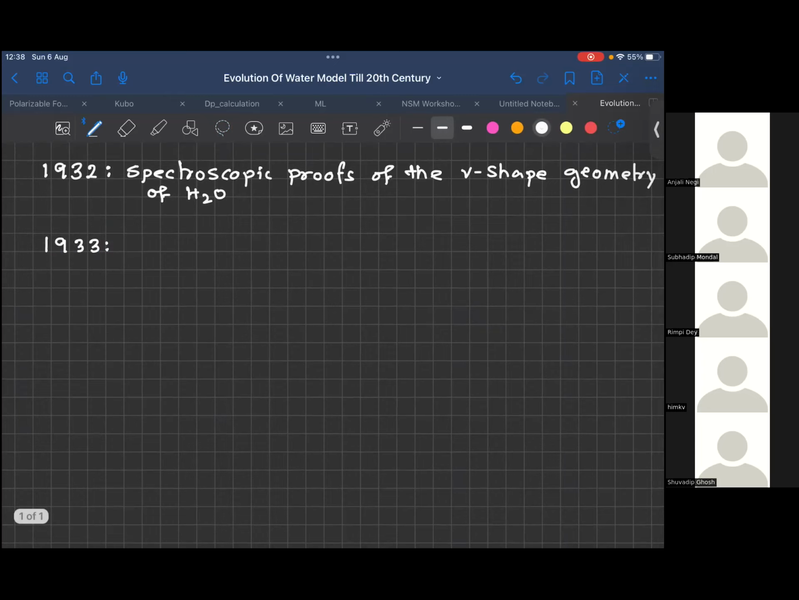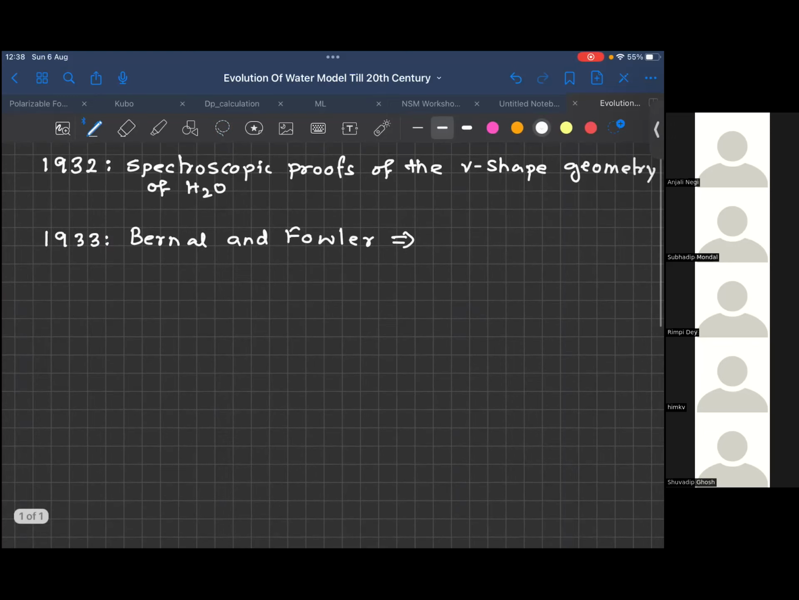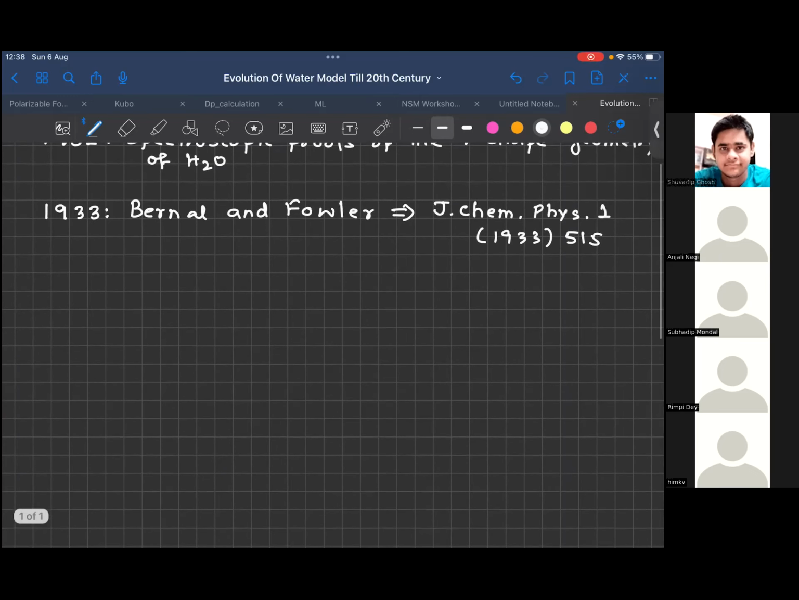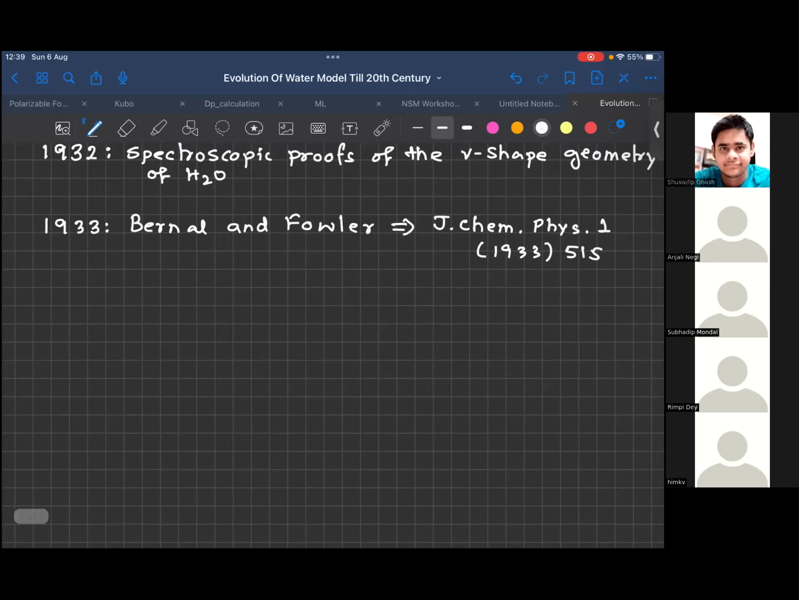So these two scientists, Bernal and Fowler, first proposed the interaction potential for water. For this paper, I can write it down if anyone wants to read it. So this is about the pre-computer era.